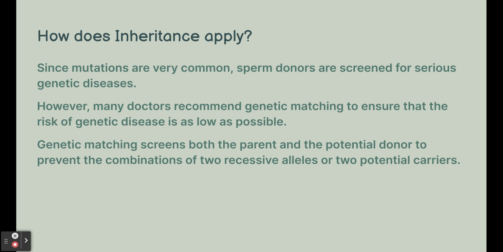So, how does inheritance apply to our project? Since mutations are very common, sperm donors are screened for serious diseases. However, many doctors recommend genetic matching to ensure that the risk of genetic disease is as low as possible. Genetic matching screens both the parent and the potential donor to prevent combinations of two recessive alleles or two potential carriers. This produces a lot of risk, especially if the donor doesn't disclose all potential information about what diseases they have, and they might not even know that it's a genetically caused disease. So that could cause some problems for a child in the future.